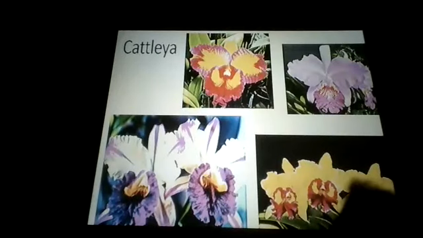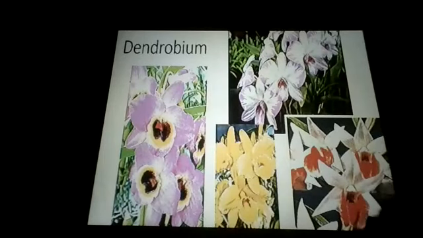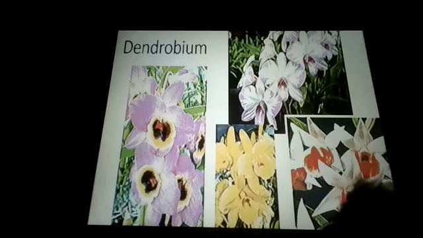Okay, next slide, please. Now, these are examples of cattleyas. The cattleyas are known as the corsage orchids because people made corsages out of these for weddings, Mother's Days, and stuff like that. Nice celebrations.